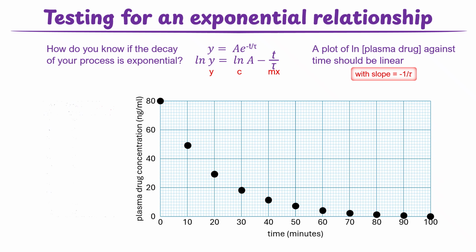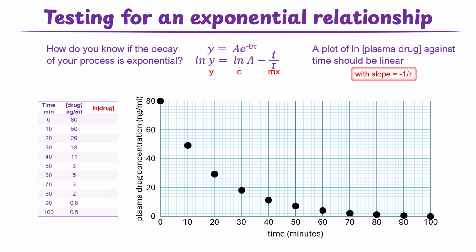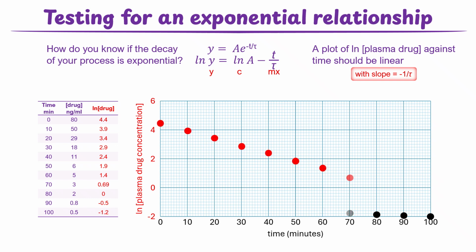To check this, we calculate the natural logarithm of each plasma concentration value used on the previous slide. The y-axis is then rescaled, and the transformed values are plotted against time. In our example, the points lie close to a straight line, supporting the conclusion that the decay follows an exponential time course. We can now calculate the slope.